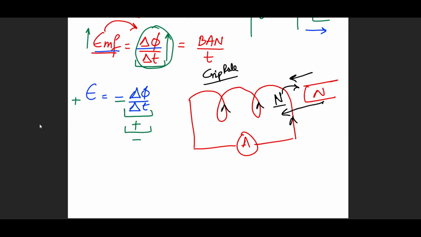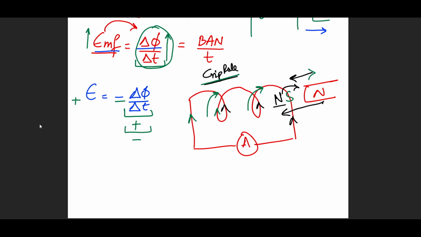This is not going to happen on its own. Now, interestingly, if we try to move it away, the current direction changes, and now the current is going to start flowing in this direction. And if you apply the grip rule again, it will produce a south pole over here so that it is attracted, so that the north pole cannot get away.